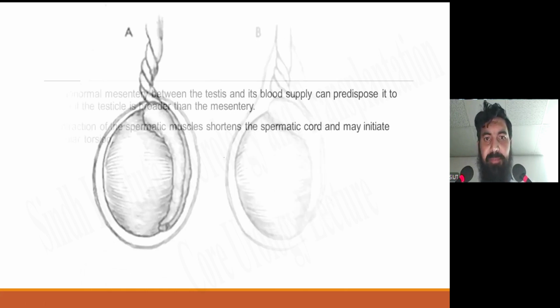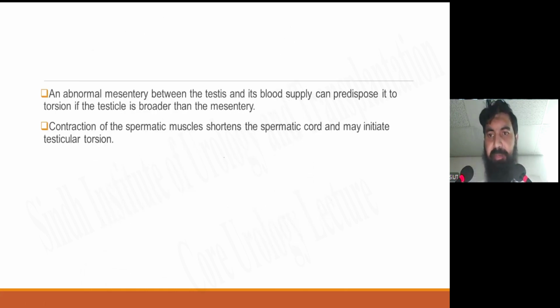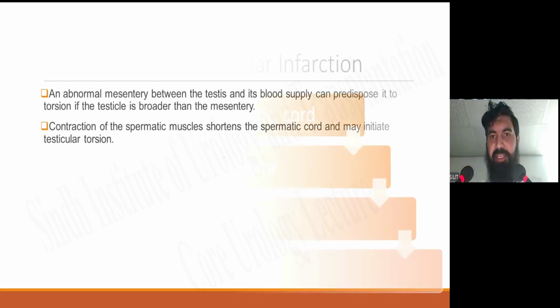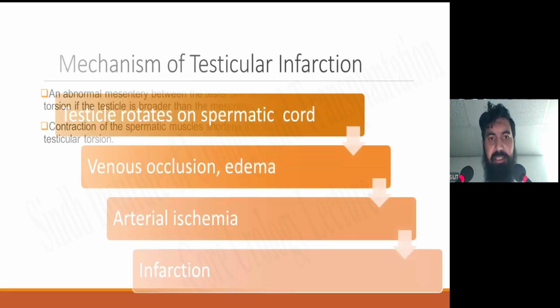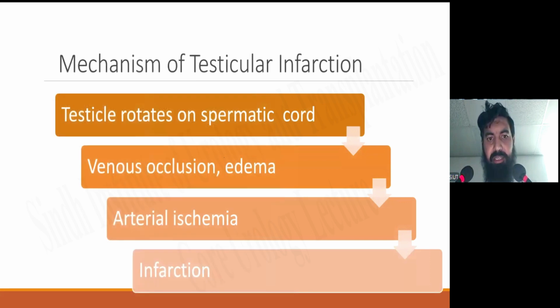An abnormal mesentery between the testis and its blood supply can predispose it to torsion if the testis is broader than the mesentery. The contraction of the cremaster muscle shortens the spermatic cord and may initiate testicular torsion. Mechanism of testicular infarction: the testis rotates on the spermatic cord and causes venous occlusion and edema, which cause arterial ischemia and lead to infarction.